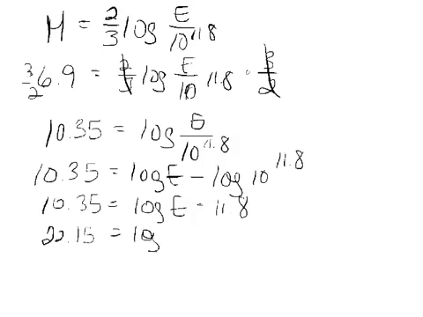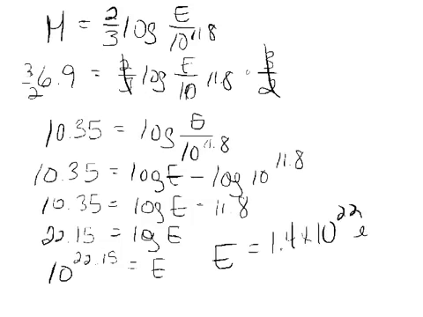I'm left with 22.15 equals log E. Now that's log base 10, so that's logarithmic form. We can change it to exponential, and we get 10 to the 22.15 equals E. Crunch the numbers, and E equals 1.4 times 10 to the 22 ergs. Now go back to the beginning. This was the 1989 earthquake.